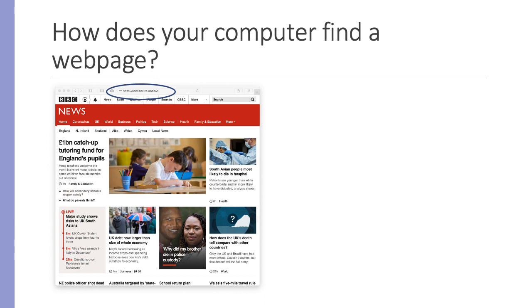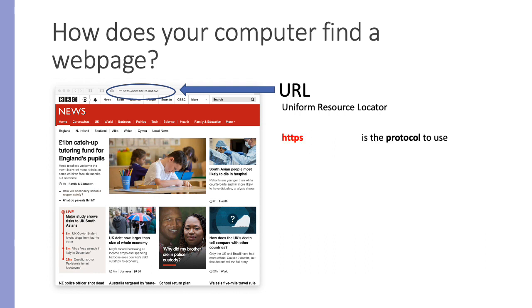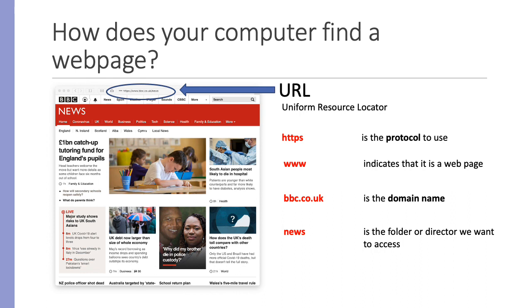https://www.bbc.co.uk/news. Now, if we break this down, this is what we call a URL, or a Uniform Resource Locator. And it's made up of several parts. The first part here, HTTPS, is the protocol that we're using. And the protocols are the rules that computers can use to help access documents and files. We then type in the www, and this indicates that what we're accessing is in fact a web page. We then type in the domain name, in this case bbc.co.uk, and then we type in the folder that we want to access. In this case, we want to access the folder containing the news.